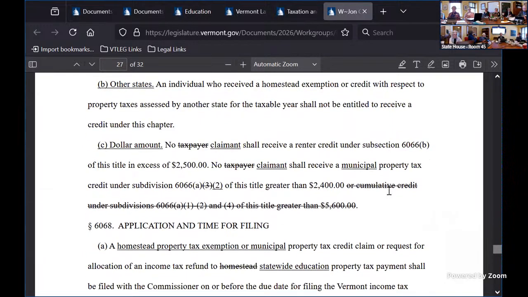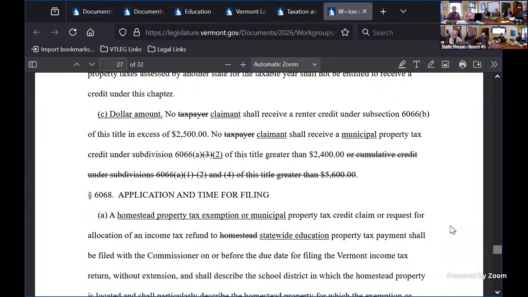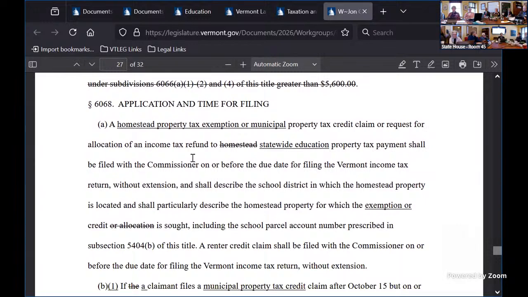For dollar amount, you're seeing the removal of a cumulative credit greater than 5,600. So there's a limit imposed in existing law on the credits that you can receive. The reason that this is removed is now the broader education PTC, that statewide property tax credit, has been removed, and you just have the municipal property tax credit. So you can stick with this $2,400 figure. Again, conforming changes throughout the remainder of this section, just making clear that we're picking up both exemptions and credit claims.